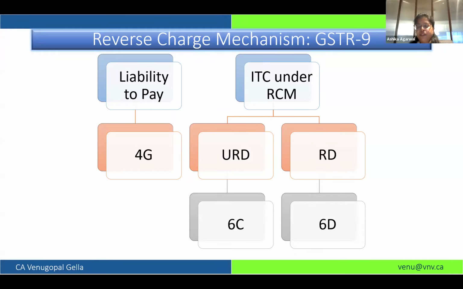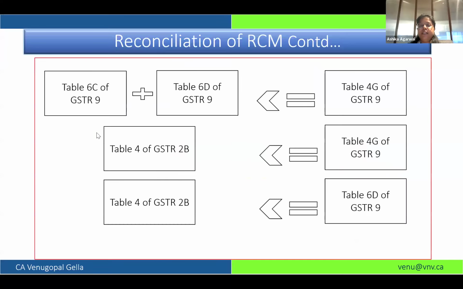RCM ITC we have already discussed. If it is from an unregistered supplier, you have to disclose in 6C. And if it is a registered supplier, then you have to report it in 6D. And for registered supplier, you will get it from 2B. Here, the validation check which you have to keep in mind is that your ITC claim should be either lower or equal to what has been paid because it cannot exceed. If it is exceeding, obviously you will get a notice. So ITC should be lower than what you have paid or equal to.